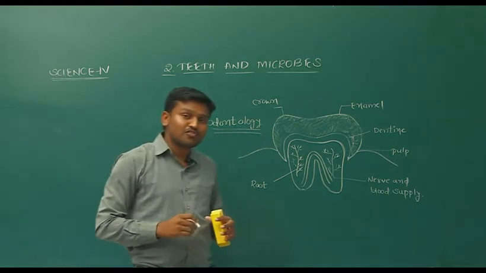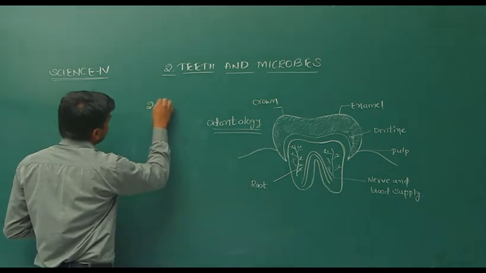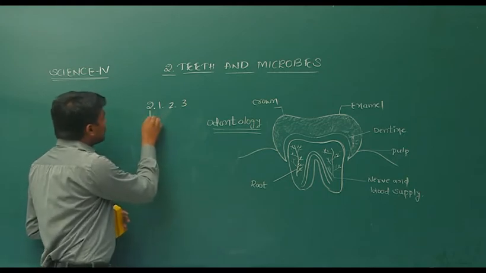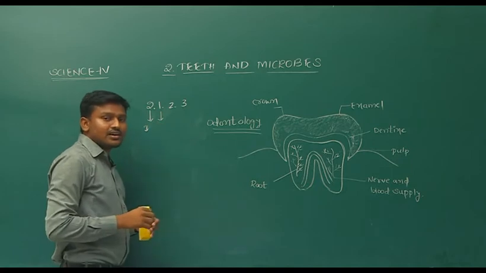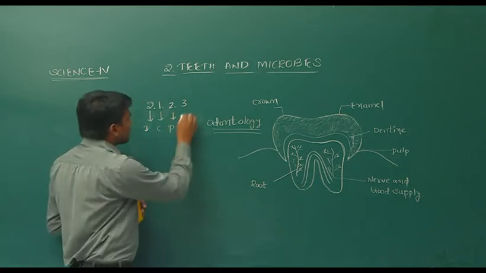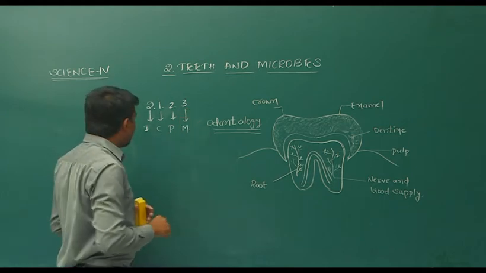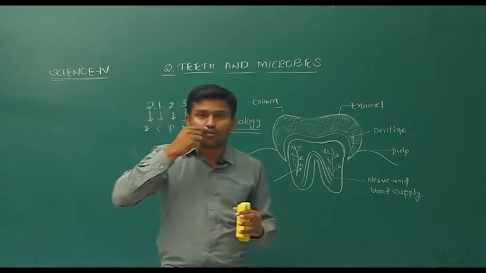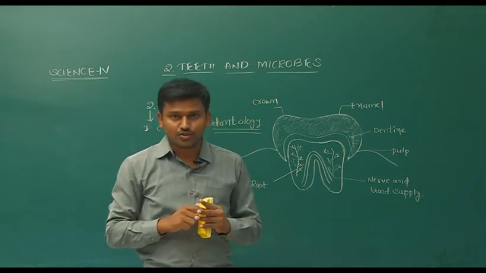What is the dental formula of permanent teeth? The dental formula of permanent teeth is 2, 1, 2, 3. So, this 2 represents incisors, this 1 represents canine, this 2 represents premolars, and this 3 represents molars. Now, as I said, this 2, 1, 2, 3 is only one part of our structure, in the upper jaw or lower jaw, whichever you take.